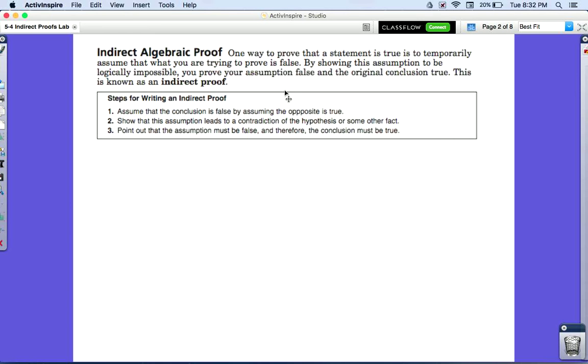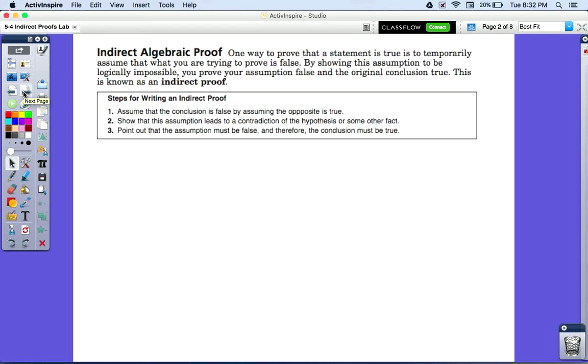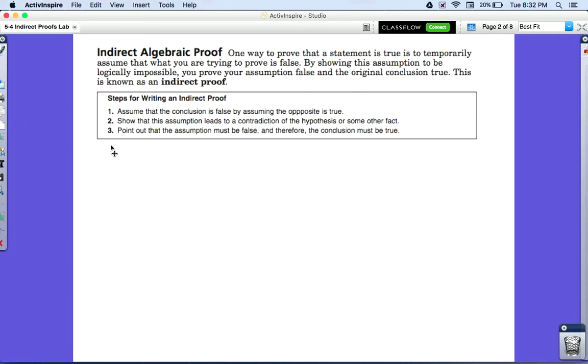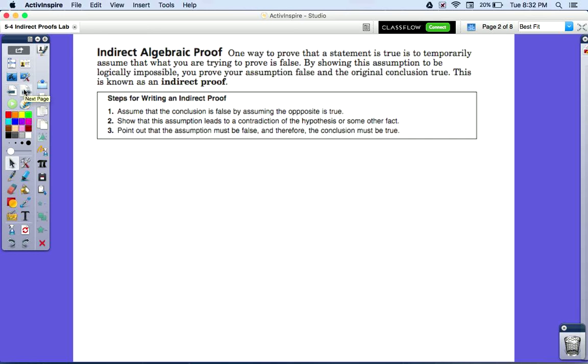So what we're going to do in these problems is assume that our prove statement, or our conclusion, is false. We're just going to state whatever the opposite of our proof statement is first. Then we're going to show that that assumption leads to a contradiction, that it has to be false because of what else was given to us. And then for step 3, we're going to point out that the assumption has to be false, so the conclusion must be true. These are kind of strange proofs, but they can be simple once you start seeing the pattern.